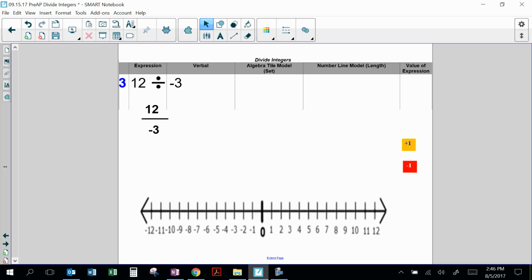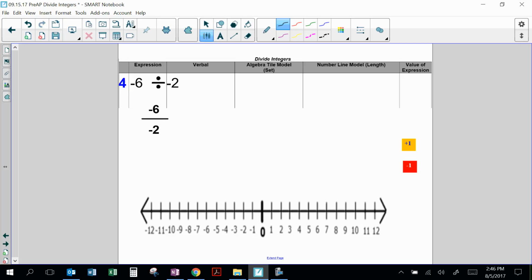All right, now, 12 divided by negative 3. Do you remember the opposite of? Let me highlight this. What's 12 divided by 3? 12 divided by 3 is 4. Opposite is negative. What about this one? 6 divided by 2 is 3. Let's highlight this. What's the opposite of a negative? A positive. So the answer is 3.